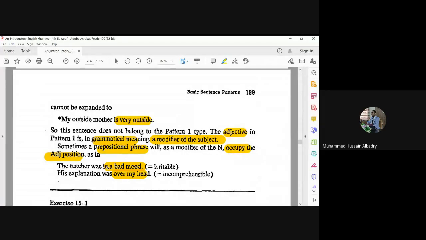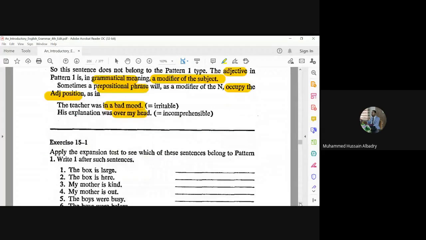ما دام خليت in prepositional phrase صارت prepositional phrase. هاي prepositional phrase حلت مكان ال adjective, instead of adjective. So the teacher was in a bad mood. It means irritable or incomprehensible. لذلك احنا نخليها من ضمن pattern number 1. So it is pattern number 1. Why? Because in a bad mood, this is a prepositional phrase which occupies what? Adjective position.